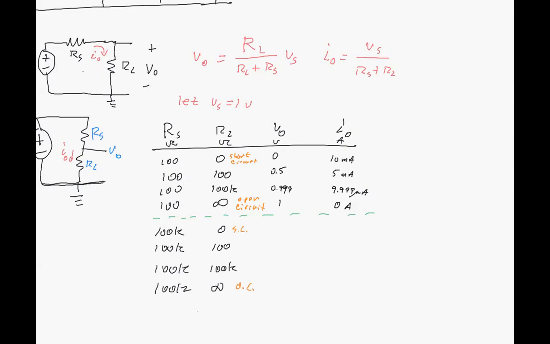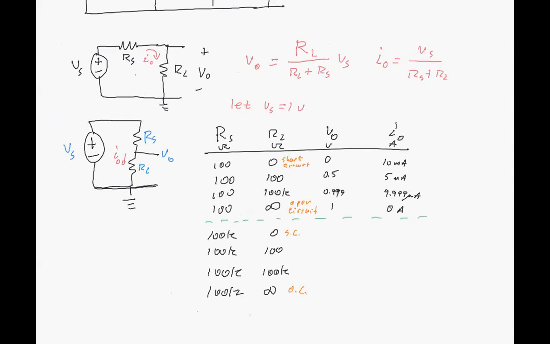And certainly in the short circuit case, if we have 0 load resistance, then we've got no voltage, right? If this is 0 ohms, so it's a short, then this voltage is equal to ground, and we have 0 volts. That's an important case.